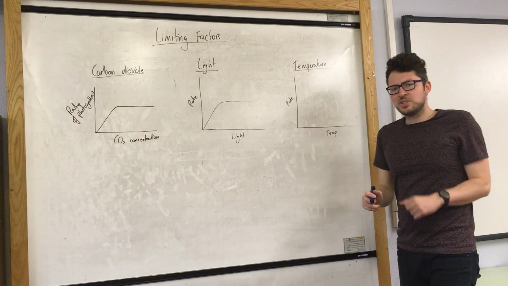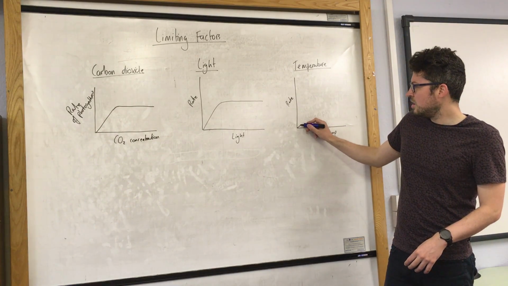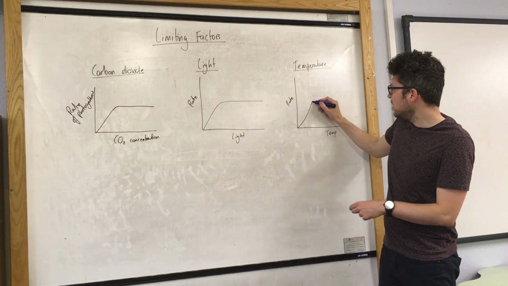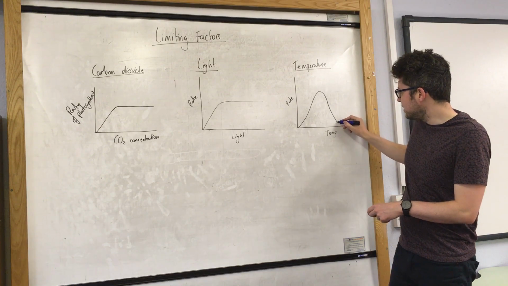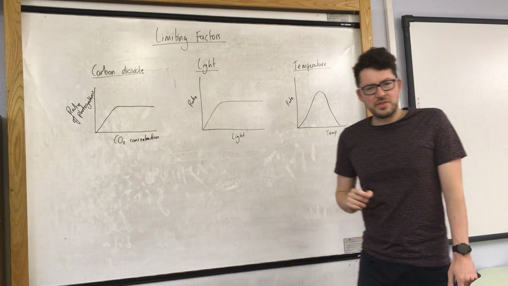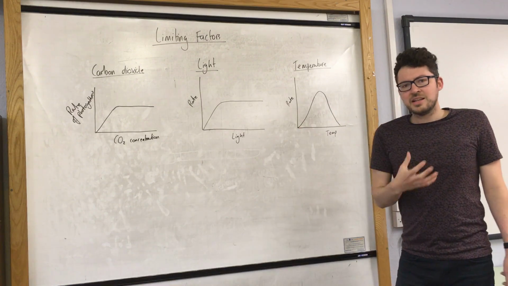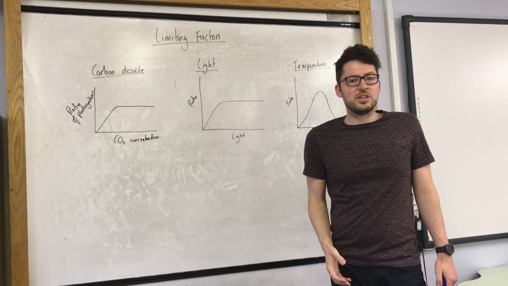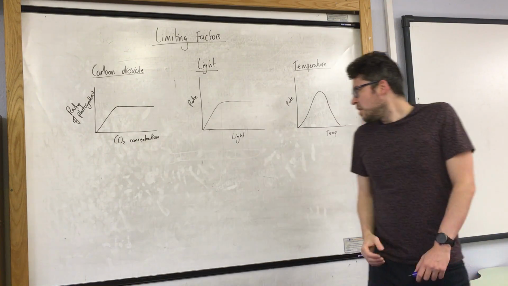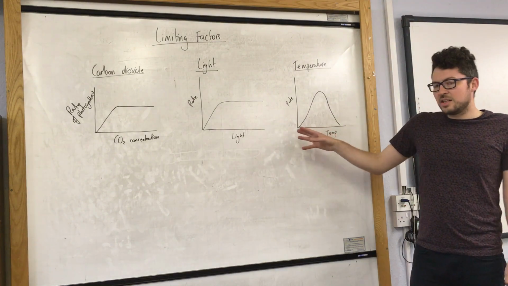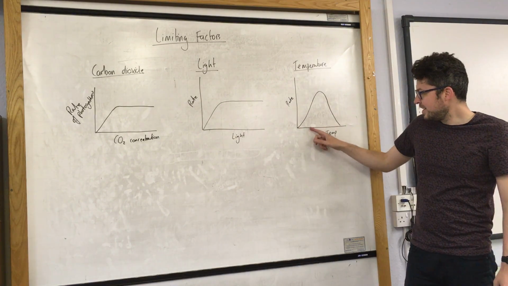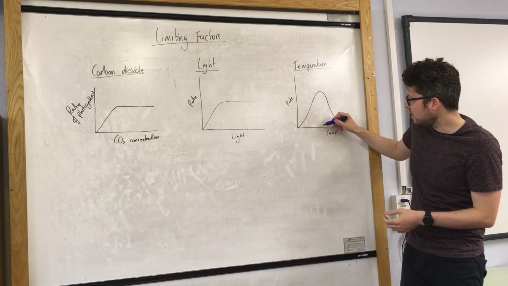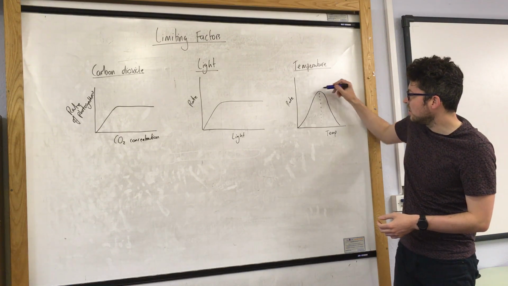Finally, temperature. Now temperature has a different shape. As the temperature increases, so does the rate of photosynthesis, up to a point, and then it decreases. Okay? Now the reason for this is because all living things have enzymes, and enzymes control chemical reactions. Photosynthesis is a chemical reaction just like any other. Okay? So, as the temperature increases, there's more energy provided for the reaction to happen, and also the enzymes are closer to their optimum temperature. Now that just means the best temperature for the enzymes to work at.